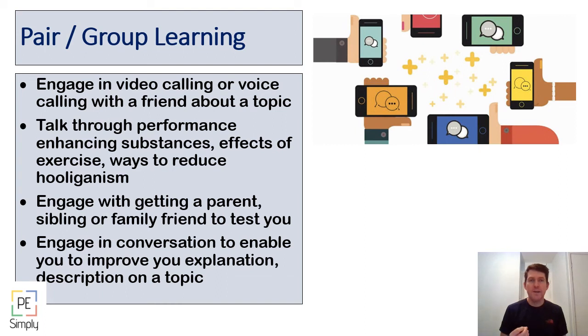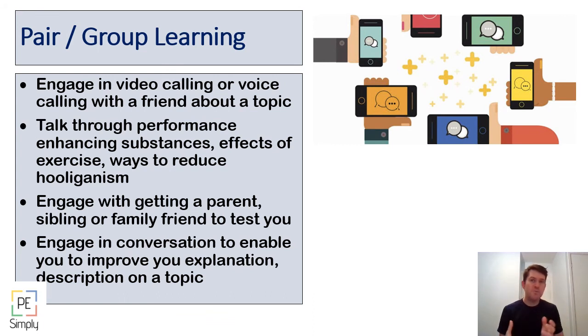any mistakes, any faults in terms of things that you're saying. Talking about things like performance enhancing substances within PE, the advantages and disadvantages, for example, the effects within the body, a lack of exercise, the effects that can have on the body. Reducing ways of hooliganism. Some of these socio-cultural topics really lend themselves to paired and group learning. And whether it's in a remote learning phase where you might just want to FaceTime, or even a regular phone call, some of those things can really help.